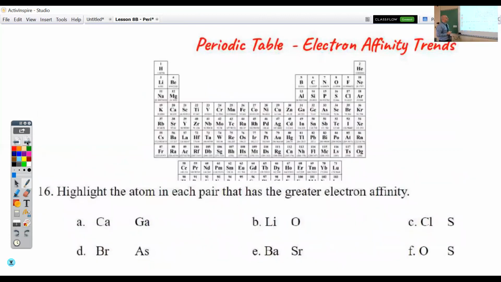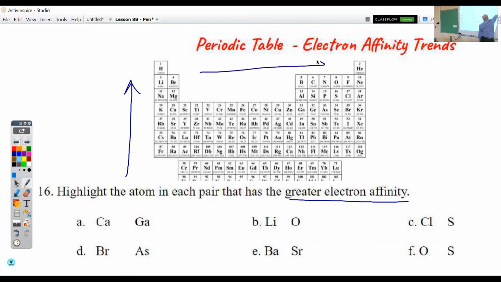Okay, let's look at our final activity here. So for the last time, we're going to pick whichever one has a greater electron affinity. And again, this trend, just like ionization energy, goes up and over. So looking at our first combination, we have calcium, which is right here, and we have gallium, which is over here. Since gallium is further to the right, we're going to say that gallium has the stronger electron affinity, the higher electron affinity.